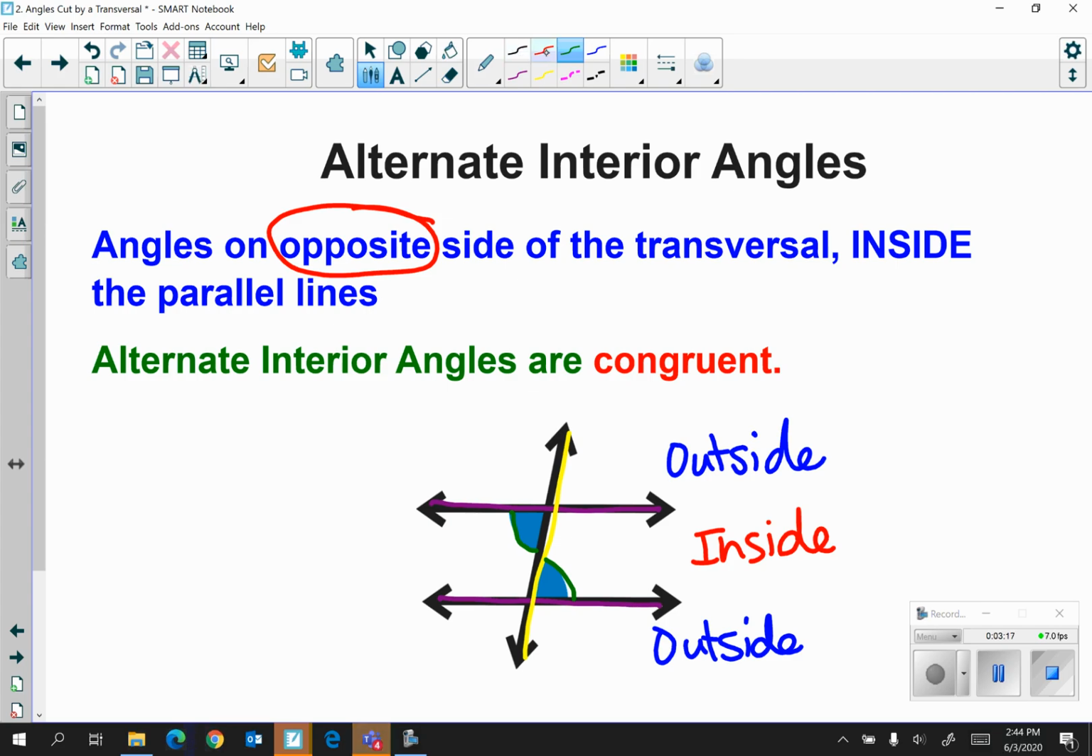So if I did label with my AB pattern, notice that they are both B's, and therefore B is equal to B. So again, alternate interior angles are angles on the opposite side of the transversal, opposite sides, and they're inside the parallel lines, and they are congruent. Don't forget your AB pattern.